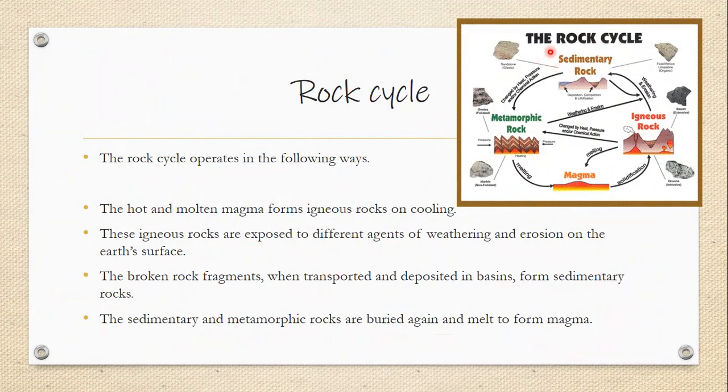This is the structure of the rock cycle. First, see this igneous rock. This rock solidifies and melts into magma, then forms metamorphic rock, then again. This cycle repeats for thousands of years, again and again.